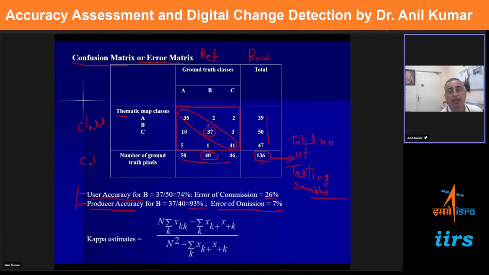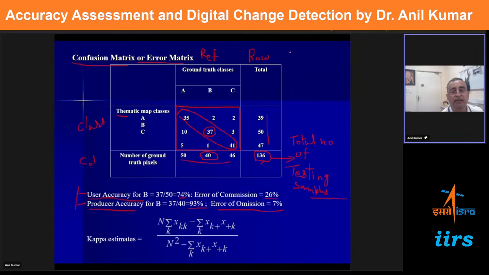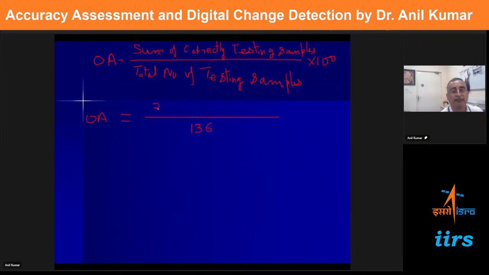And here you see the sum of correctly identified testing samples. For each class, it is 35 plus 37 plus 41. They are correctly identified on the reference map and they are correctly identified on the thematic map. So here you have to go for the sum of 35, 37 and 41. So here 35 plus 37 plus 41 multiplied by 100, and we can calculate its value.